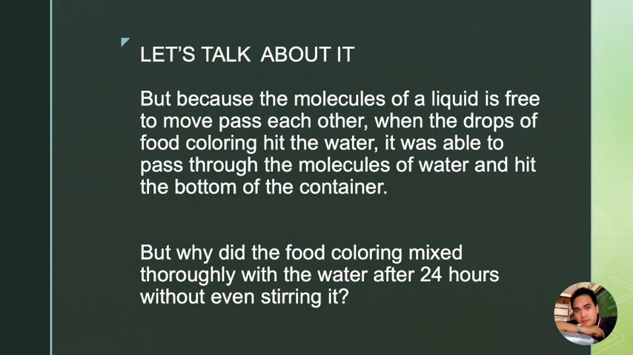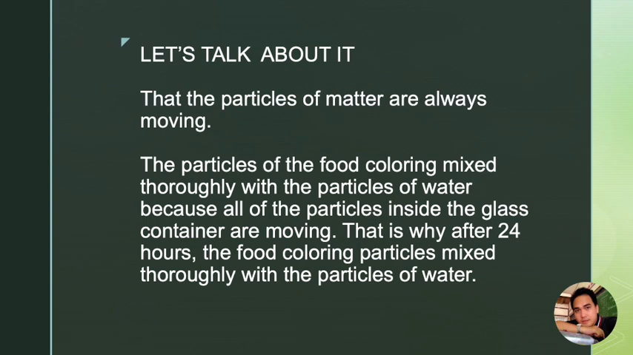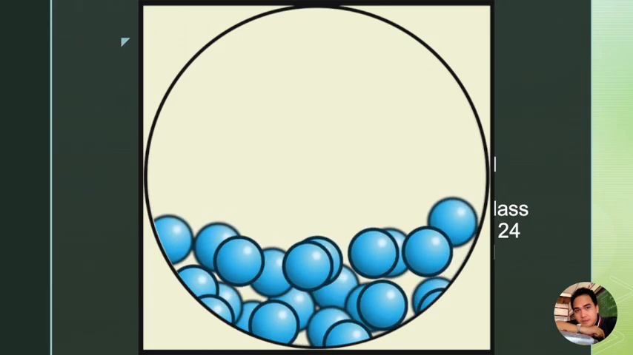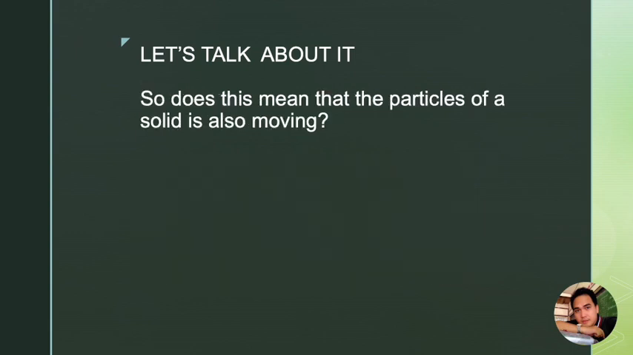But why did the food coloring mix thoroughly with the water after 24 hours without even stirring it? This phenomenon tells us another thing about particles, that the particles of matter are always moving. The particles of the food coloring mixed thoroughly with the particles of water because all of the particles inside the glass container are moving. This is why, after 24 hours, the food coloring particles mixed thoroughly with the particles of water. So, does this mean that the particles of a solid are also moving?